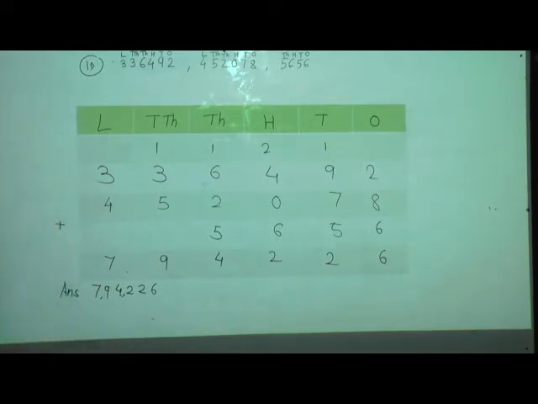7,94,226. Understood? Easy now? Yes, very easy. Last one more question I'll solve for you, that is the 12th one. Everyone tick the 12th number question.